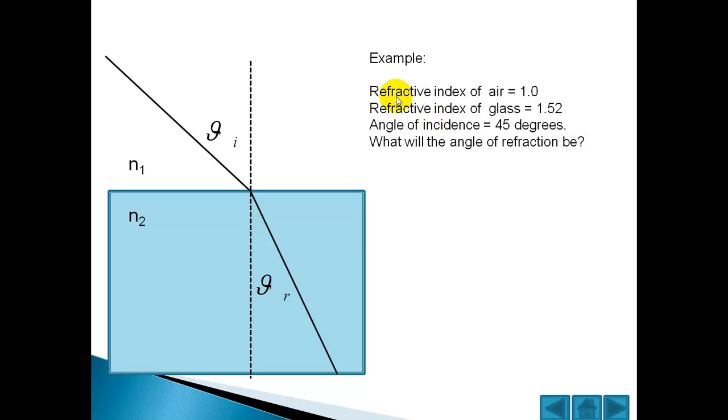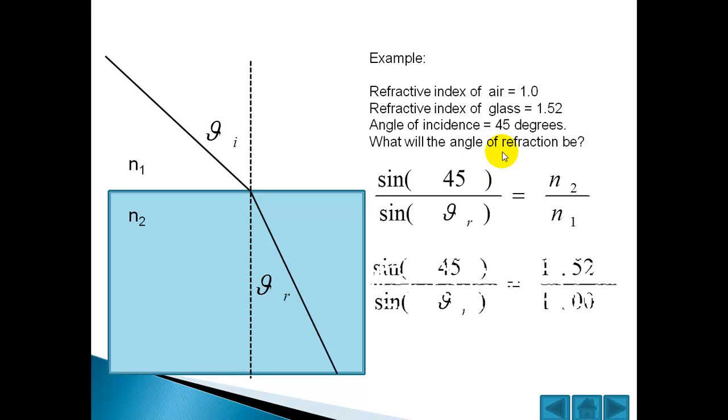Here's an example. The refractive index of air is 1. The refractive index of glass, in this case, is 1.52. The angle of incidence is 45. What would the angle of refraction be? I suggest you pause. And the solution is as follows.